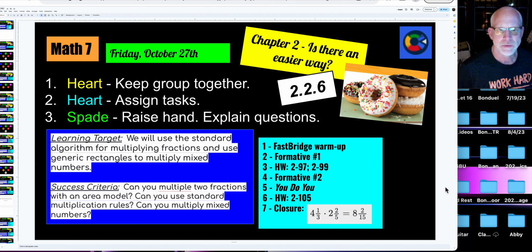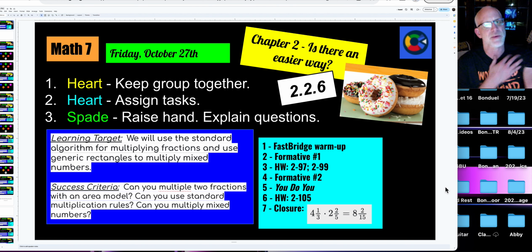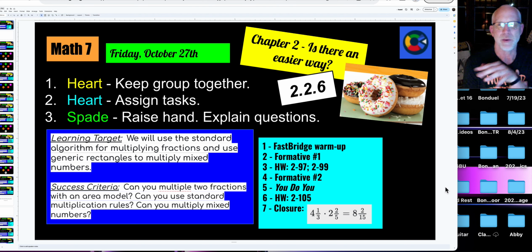Okay? All right. So what we're looking at is 2.2.6. Is there an easier way or learning target for today? We will use the standard algorithm for multiplying fractions and use generic rectangles to multiply mixed numbers. That's where we left off yesterday, multiplying mixed numbers. The success criteria is: can you multiply two fractions with an area model? Can you use standard multiplication rules? And with standard algorithms, can you multiply mixed numbers?